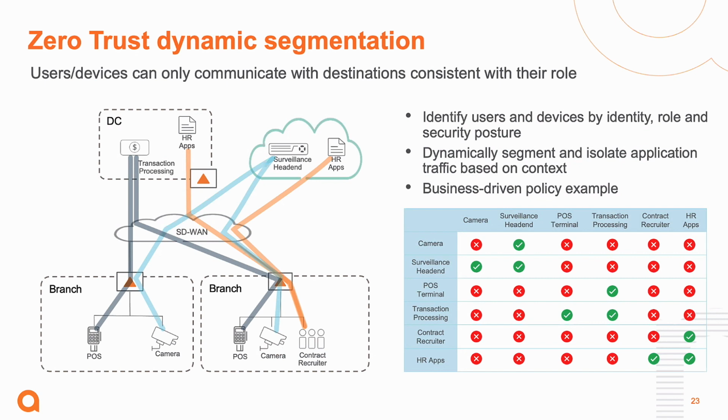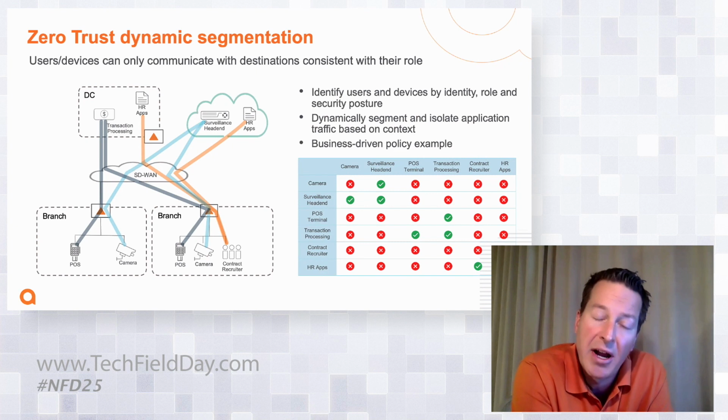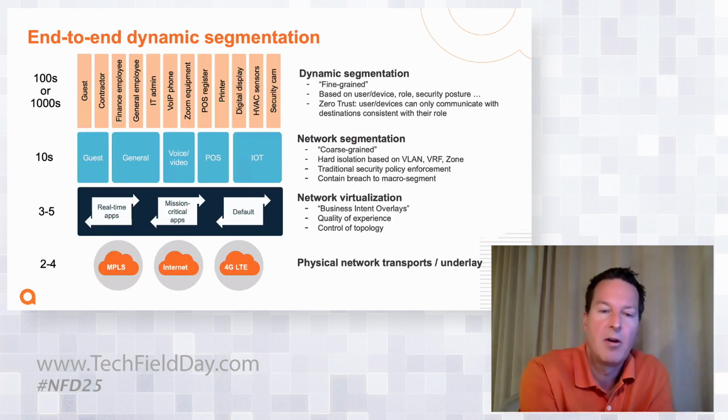Camera probably only needs to be talking to the video surveillance backend. Point of sale terminal probably only needs to be talking to the financial backend, but perhaps in some locations you want to print out the receipt and be able to do that by crossing into different zones. So we can allow that. But what you'll basically see with this matrix is, by definition, it should be sparse.